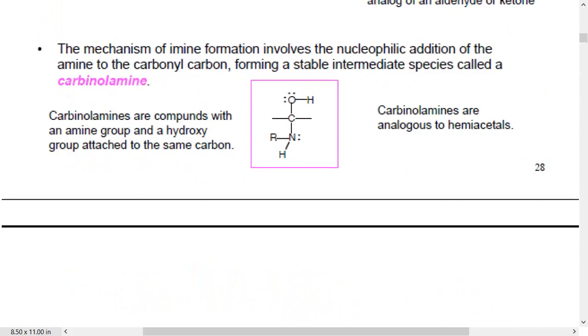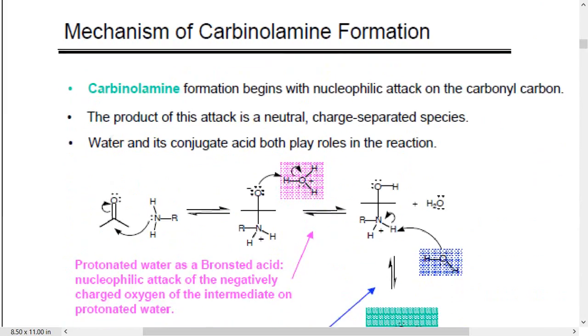What is a carbinolamine? Compounds with an amino group and a hydroxyl group attached to the same carbon. We say carbinol because they are attached to the same carbon: the alcohol and the amine. So carbinolamines are compounds with an amine group and a hydroxyl group attached to the same carbon. Now, how they are formed, we are going to talk about.